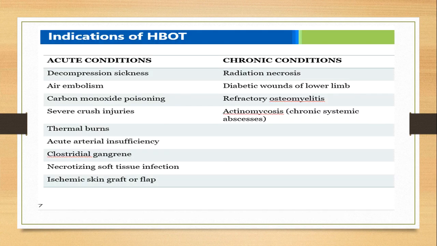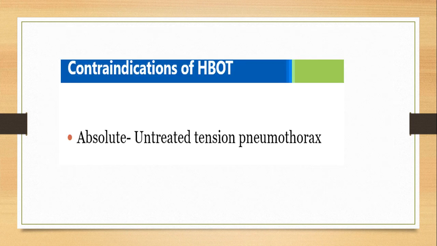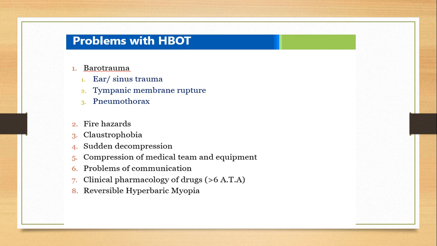The indications for hyperbaric oxygen therapy are decompression sickness, air embolism, carbon monoxide poisoning, severe crush injuries, and some of the chronic indications include radiation necrosis, some diabetic wounds, and osteomyelitis. The contraindication to hyperbaric oxygen therapy is usually untreated tension pneumothorax, and the disadvantages are that, because of its pressures, it can cause some ear and sinus trauma. It can lead to the rupture of tympanic membranes and can cause pneumothorax.